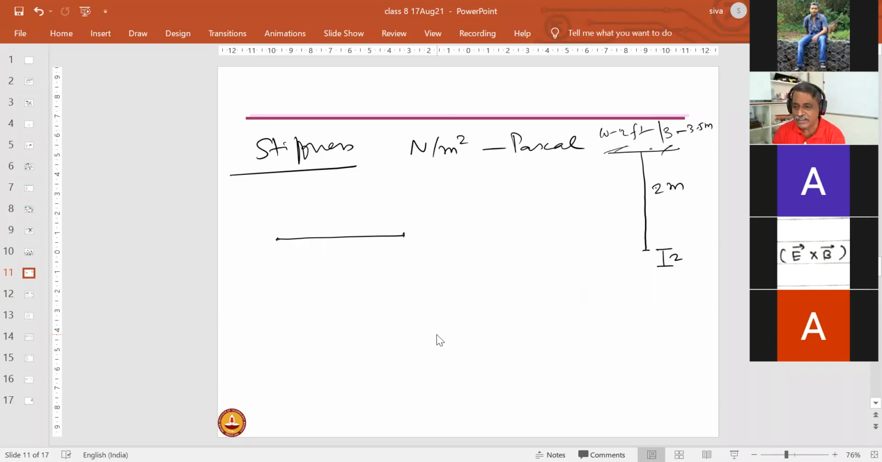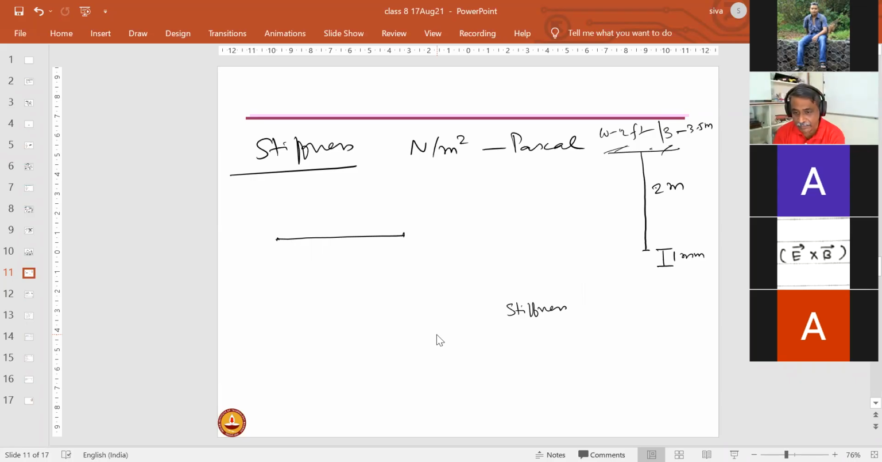2 centimeters. No, sir, 2 centimeters is too much. Let's say about 1 mm, as Karthik is saying. Okay, let's say it is 1 mm. What would be the stiffness of this material?